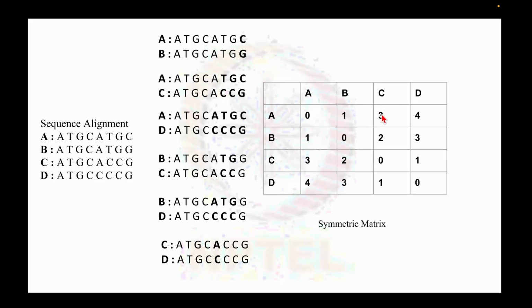For example, if we consider the number of mismatches between A and C, I have mentioned it as 3. When we see the alignment of A and C, in the last 3 positions we have TGC in A and CCG in C. It's a complete mismatch. So in 3 places the values have mismatched, and a value of 3 has been placed.